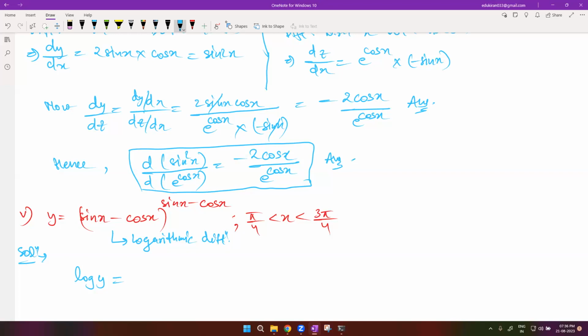Sir, sin x minus cos x into log of sin x minus cos x. Good. Differentiation.